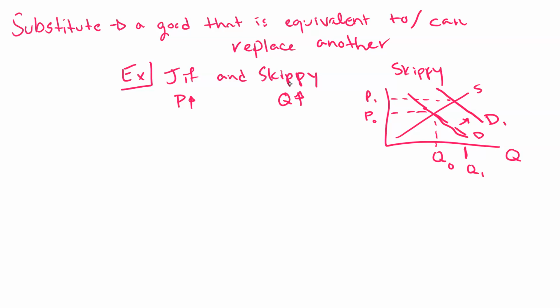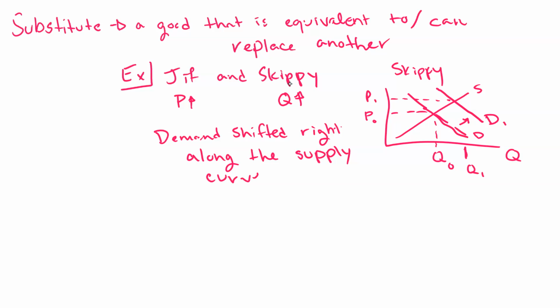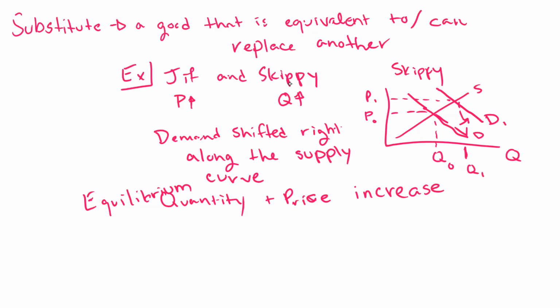So then we would say demand shifted right along our supply curve, and then we would also say our equilibrium quantity and price both increase, because when we shift that demand curve to the right, our quantity goes up as well as our price.